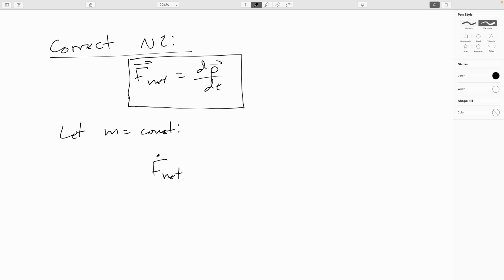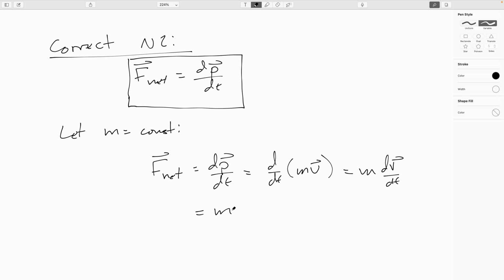So we'll say F net equals dp dt. So this is d dt of m times v. But if we say that m is a constant, then that's m times dv dt. But oh hey, dv dt is the acceleration. So we get F net equals ma. So as long as the mass is a constant, we can go ahead and write F net equals ma.